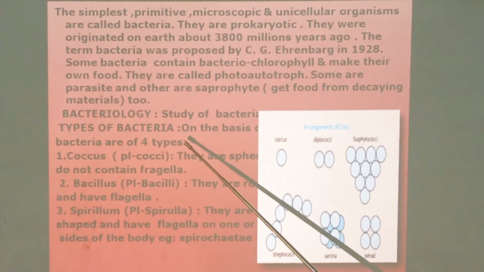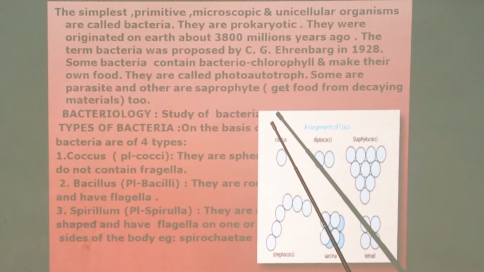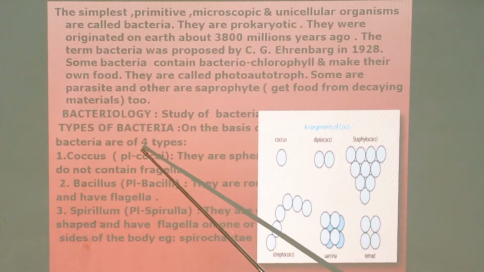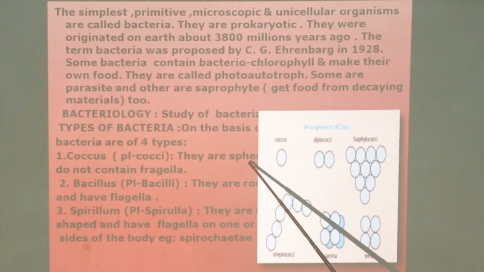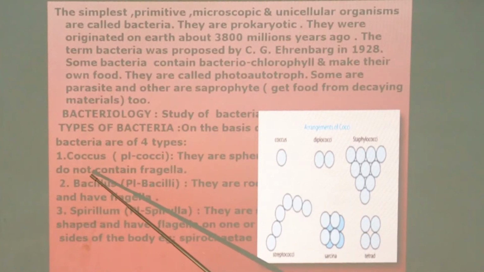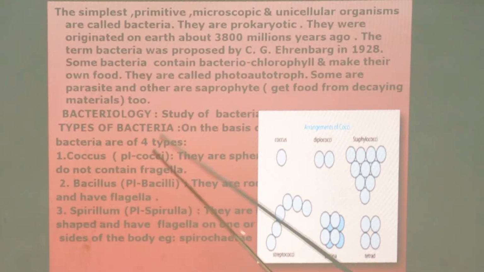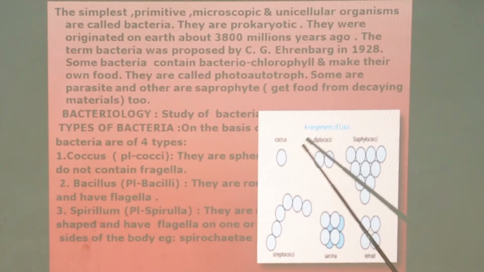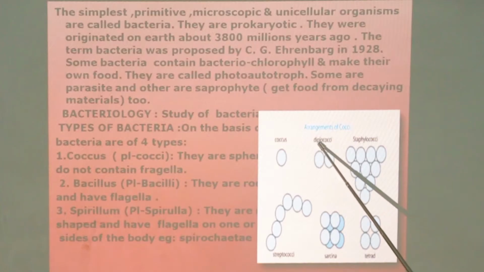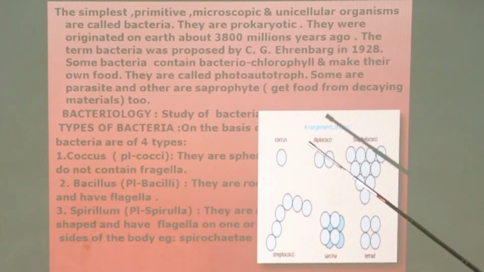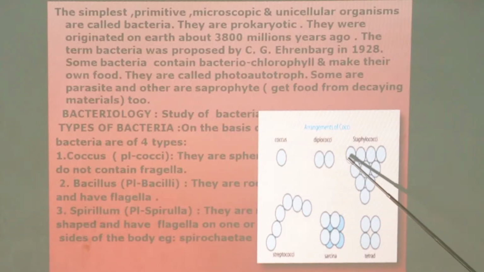Types of bacteria. On the basis of their structure, there are 4 types of bacteria. Coccus: they are spherical in shape and they do not have flagella. This is a coccus and the plural form is cocci. When 2 cocci are combined together, that is called diplococci, and when some cocci are piled over, that is called staphylococci or streptococci. If 4 cocci are there, they are called tetrads.